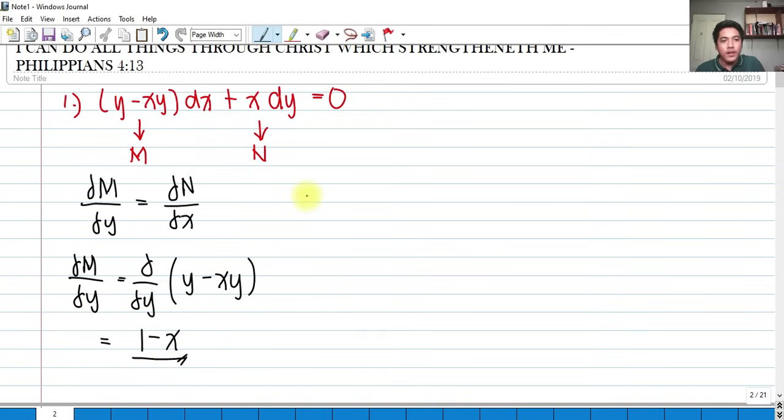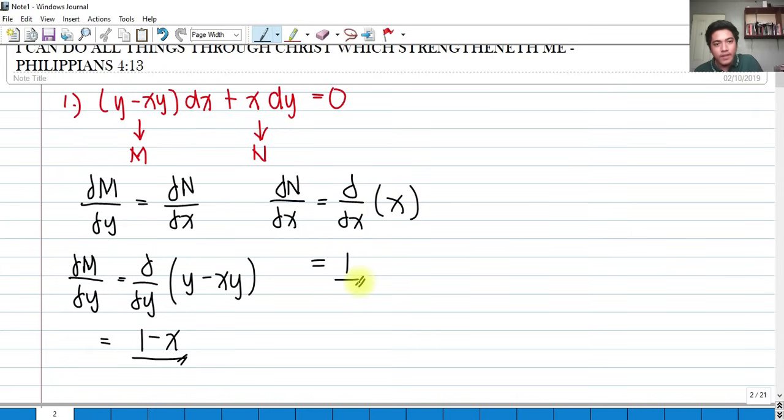Okay? And the same thing, if we're going to get the partial of n with respect to x, that is the partial derivative with respect to x of this n function, we have x. So that is equivalent to 1. Therefore, this partial of m with respect to y is not equal to the partial of n with respect to x. Therefore, it is not exact.